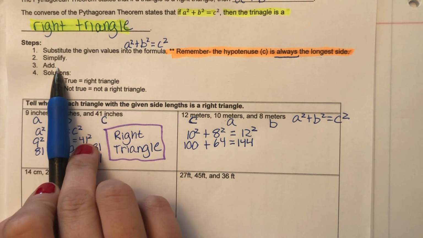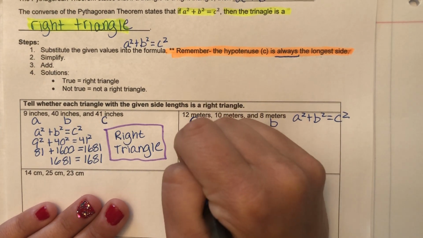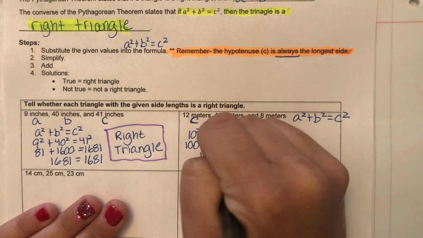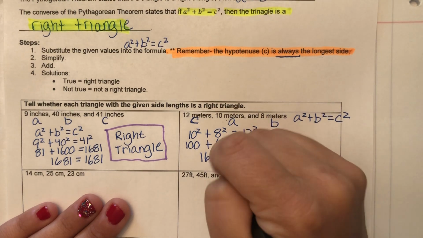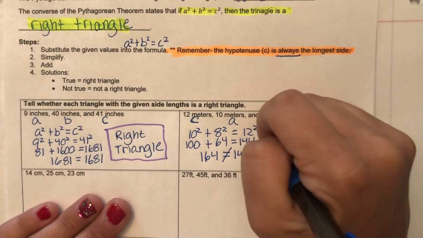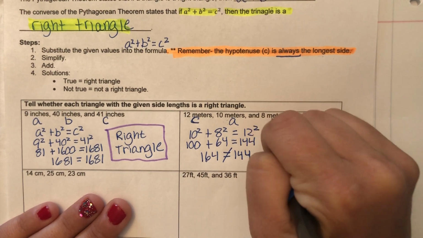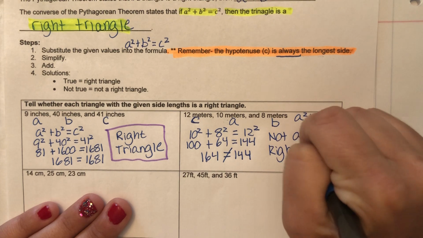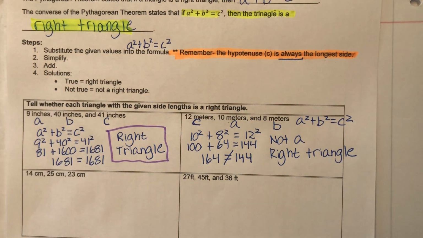Now we're on step 3 where we need to add. So we're going to add 100 plus 64, which is 164, equals 144. Those do not equal each other. So this is not true, and that means this is not a right triangle. Not a right triangle.